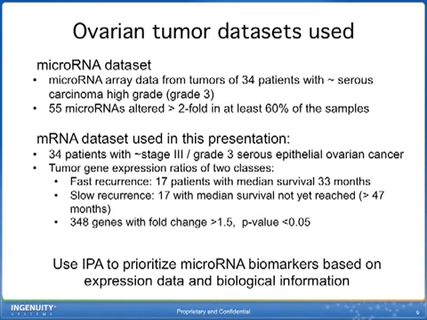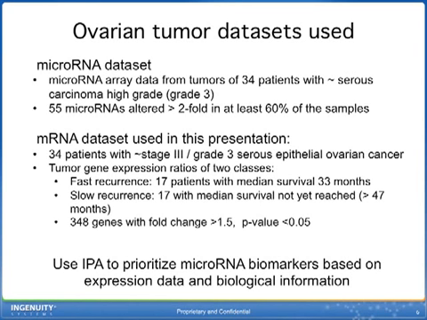The mRNA dataset measured mRNA expression of high-grade serous epithelial ovarian cancer, coincidentally also using 34 patients, but split into two classes, 17 with fast recurrence, those who had a median survival of 33 months, and 17 with slow recurrence, those who had not yet reached their median survival at the 47-month point. I found that there were 348 genes that had a fold change greater than 1.5 and a p-value less than 0.05 between the fast and slow recurrence groups, and that's what we'll be using in the analysis you'll see today.